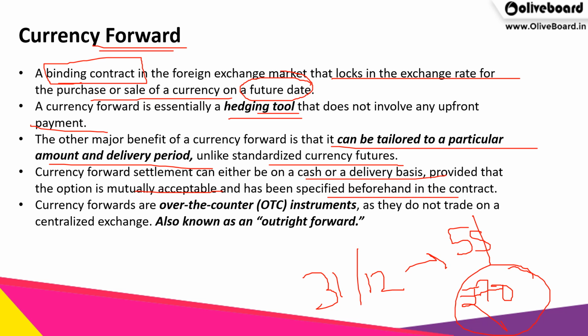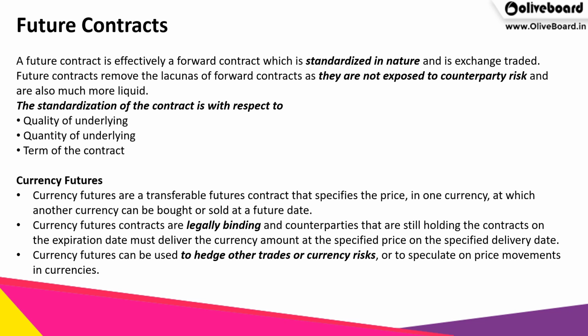So when we are signing the agreement, we make sure that everything is detailed and specified in the contract. So we can deal either in cash or delivery basis. They are over the counter instruments, as they do not trade on a centralized exchange, and they are also called outright forward.